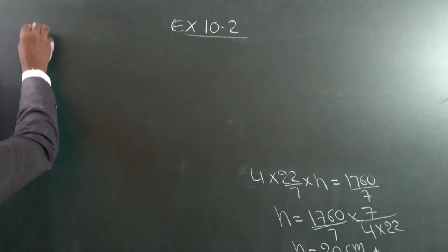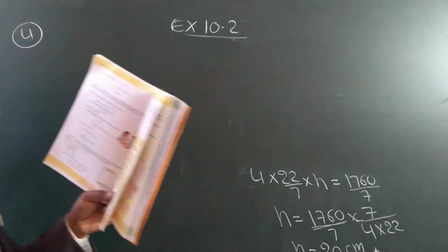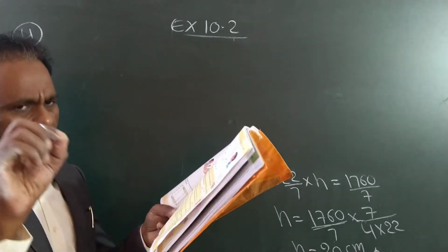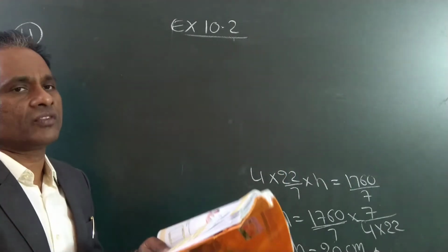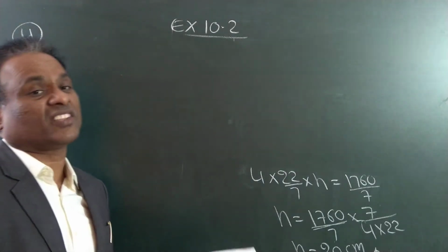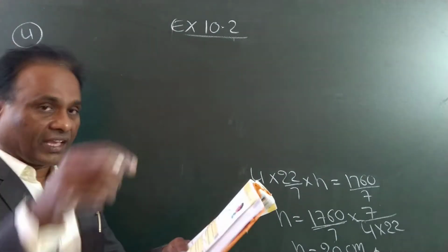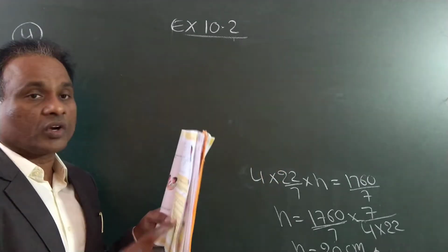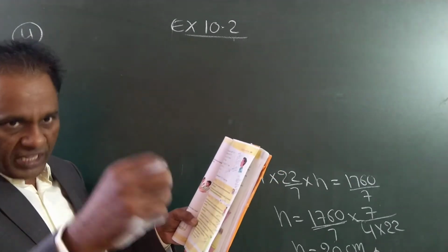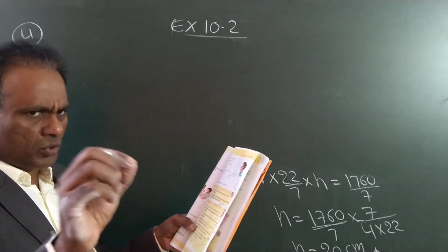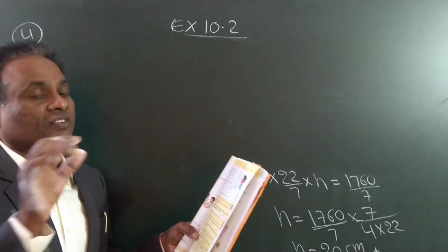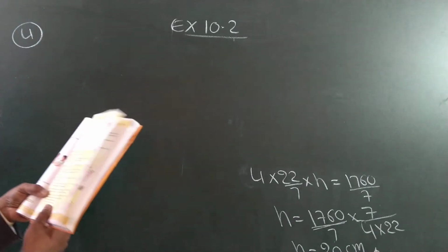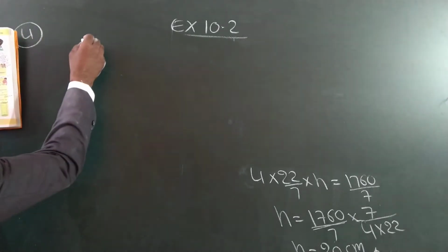But in this fourth problem, this is the old textbook, and in the new textbook there is a small difference in units. The problem is the same, but in units there is a small difference. Once again, I will explain the fourth problem as per the new textbook. Numbers are same, only units are different. See here, fourth problem I will explain.